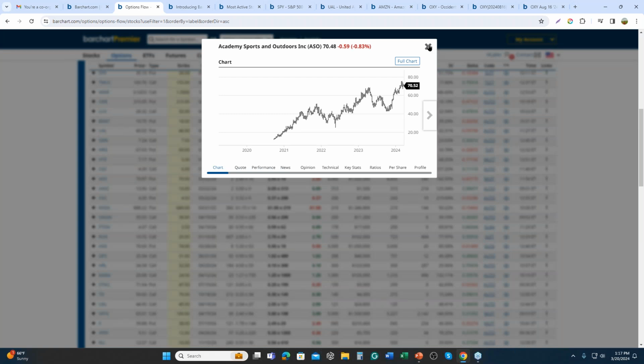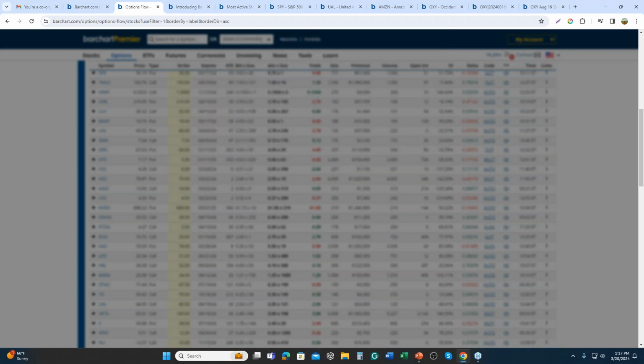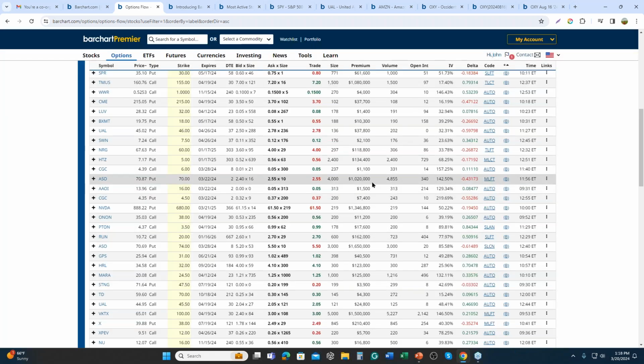I don't know if this is a sporting goods store or what, but this might be more of an actionable trade because it's a $1 million trade where 4,000 shares traded on a previous open interest of only 300. And so that would take me to the next piece of information that I want to start looking at, which is called our code.